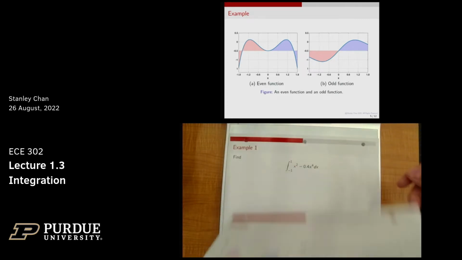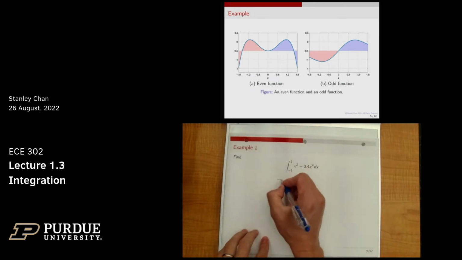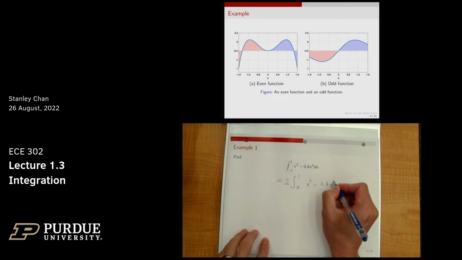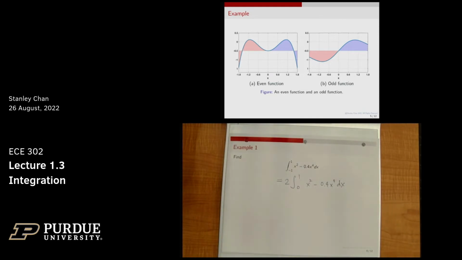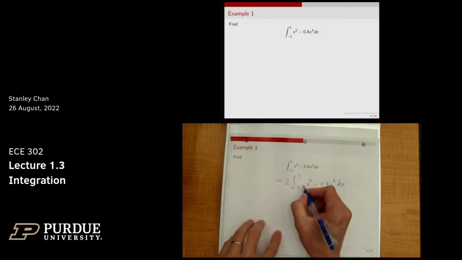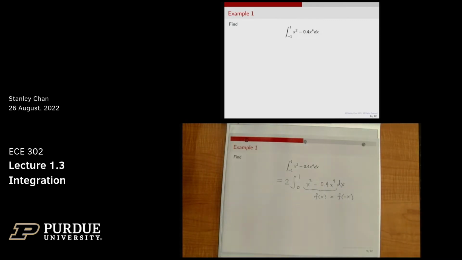So you ask, how can this be useful? Let me give you this example. You're integrating the function x squared minus 0.4 times x to the power 4 from minus 1 to 1, dx. How do you do that? Well, it's just 2 times the integral from 0 to 1 of x squared minus 0.4 x to the power 4, dx. How do I know? Well, this is an even function, because this f(x) has to be equal to f(-x). Put a negative number into the square and the power 4, and it returns the same thing.